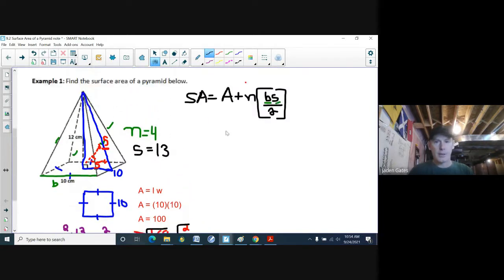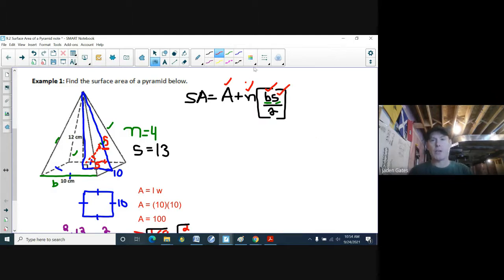So let's see here. Do I have everything? The area. Yeah, I found the area of the bottom there. It's 100, so I got that. This is a 4-sided shape, not counting the bottom. The bottom doesn't count. So I got N. The base here is the distance, a green line along the bottom. I got B and then S. I found that as my slant height. So that's 13. So I got everything.